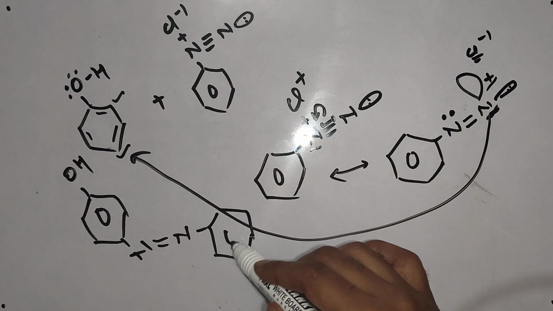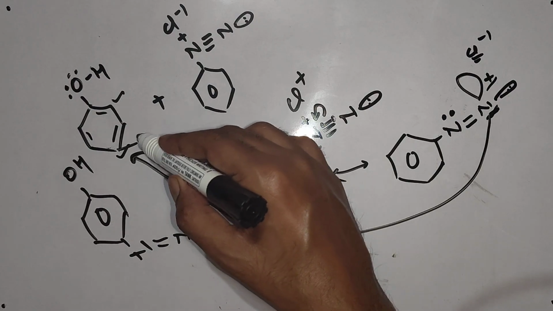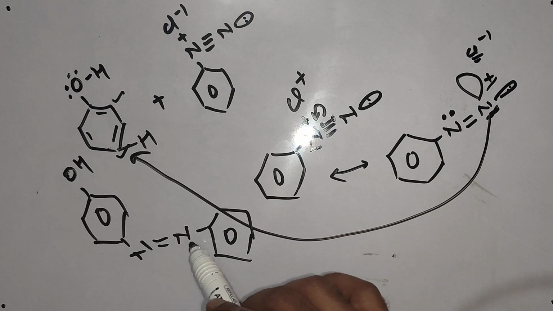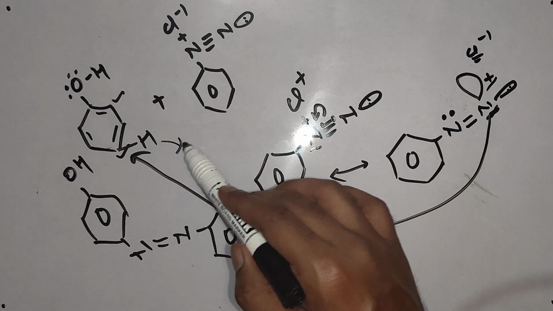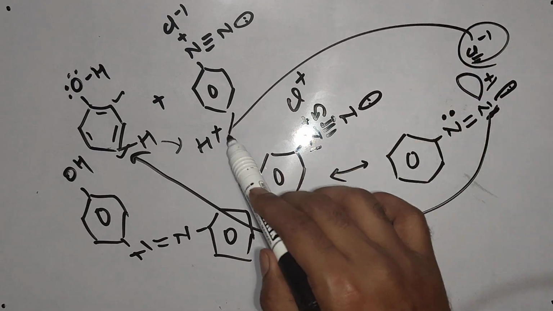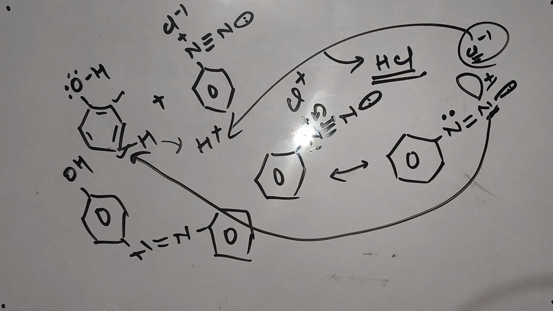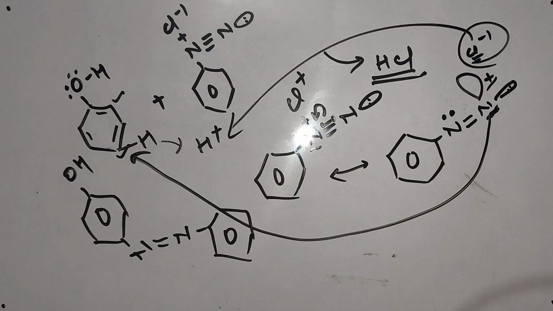Rest points you can understand only when you perform the mechanism part. And you know, here we have a hydrogen. Obviously this hydrogen will be replaced by this azo group, and hydrogen will be released as H positive, which will be balanced by this Cl negative. That's why the side product will be HCl. So this will be para hydroxy azobenzene, the main product, an orange color dye, with a side product of HCl.